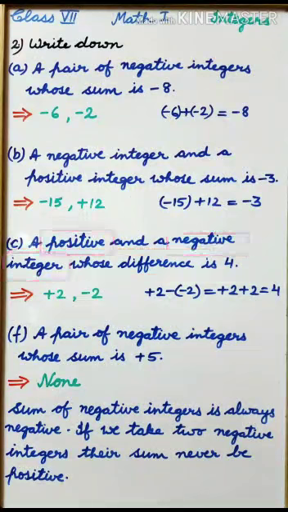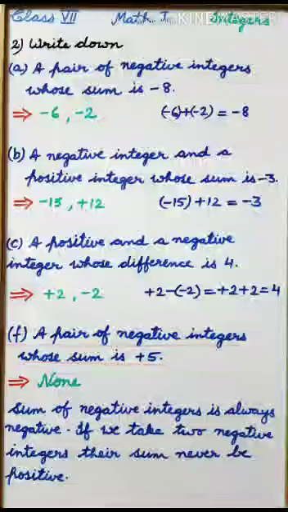Now C part is a positive and a negative integer whose difference is 4. Here we have to write a positive and a negative integer whose difference is 4, means if we subtract them we get answer 4. So here we take plus 2 and minus 2, as plus 2 minus minus 2 gives 2 plus 2 is equal to 4.